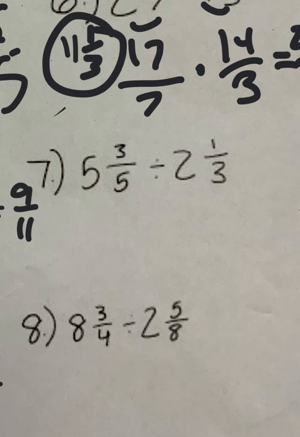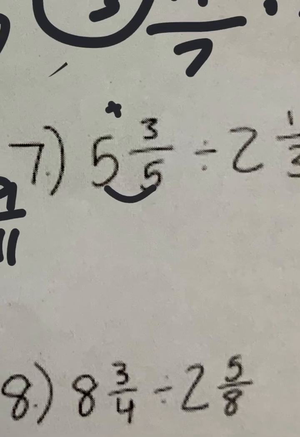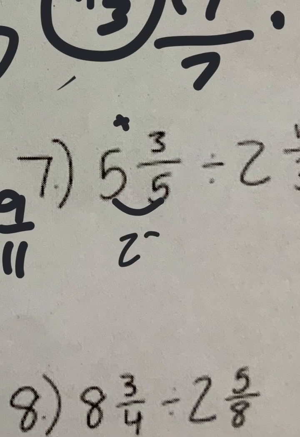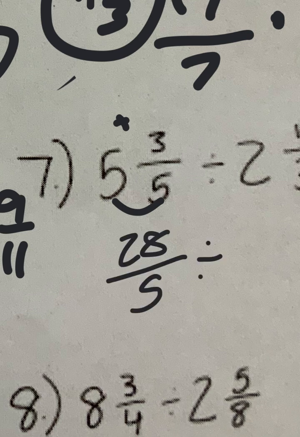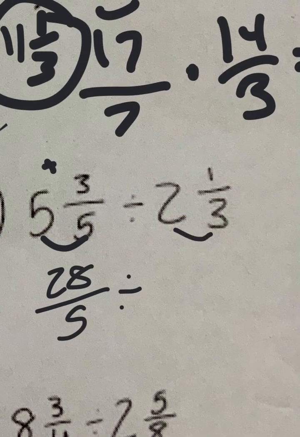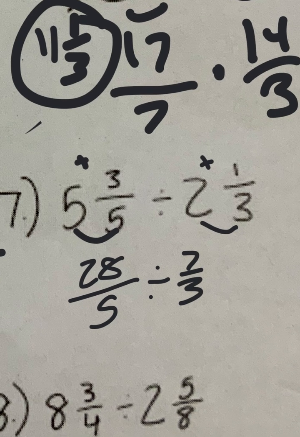Okay, so number 7, we have 5 and 3/5 divided by 2 and 1/3. So anytime we have a multiplication or division problem, we always turn it into an improper fraction. So 5 times 5 is 25, plus 3 is 28 over 5, divided by 2 times 3 is 6, plus 1 is 7/3. Okay, so now that we have our fractions as improper fractions, we can do our original division.